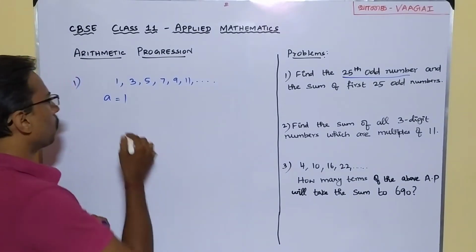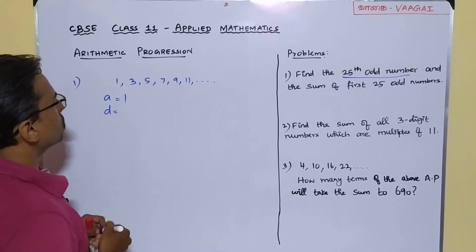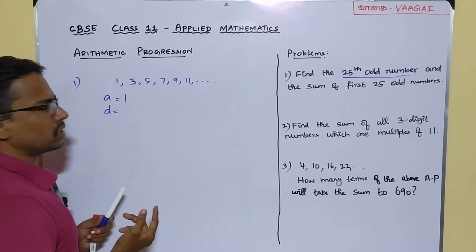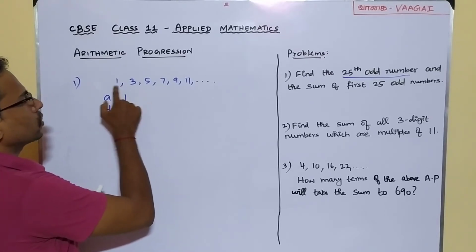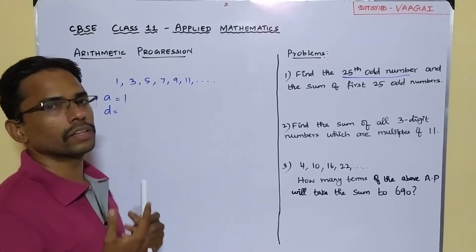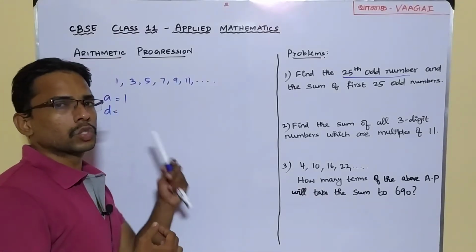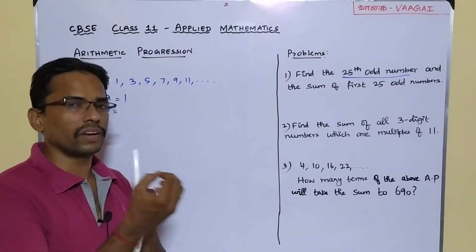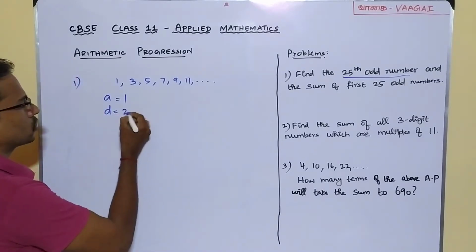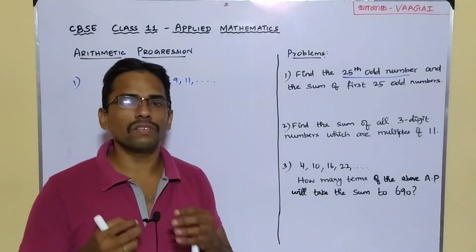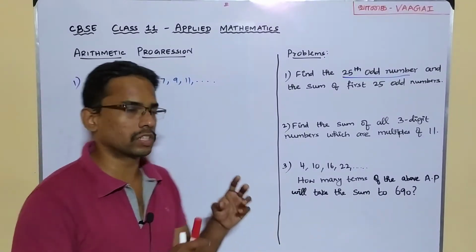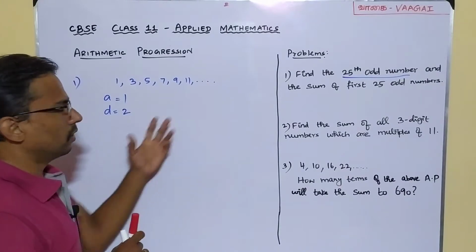And what about the d value? In what way are the numbers increasing here? We are adding 2 each time. 1 plus 2 is 3, 3 plus 2 is 5, 5 plus 2 is 7, and so on. So the common difference, the difference between any two successive terms of this AP, is 2. So here d is 2. In the sequence of odd numbers, the first term is 1 and the common difference is 2. That's how this arithmetic progression is derived.